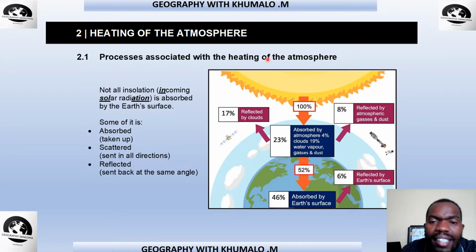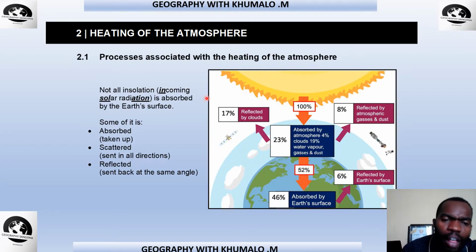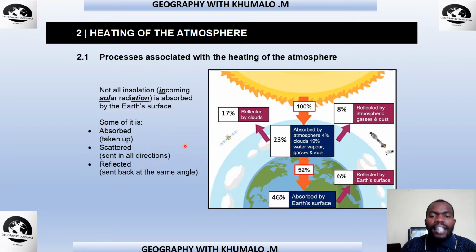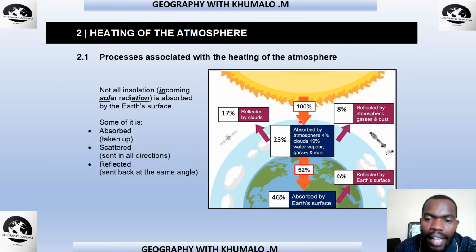Now, the processes that are associated with the heating of the atmosphere are those processes that we talked about, which are absorption, scattering, and reflection. So here are the percentages that we can look at: the amount of insulation reflected by the clouds, reflected by atmospheric gases and dust. They are reflected by the surface. And those that are in blue, they are absorbed by the atmosphere, clouds, water vapor.